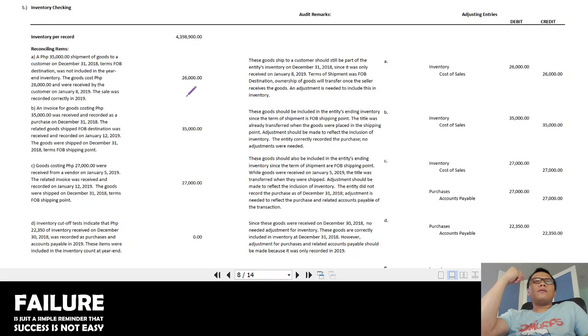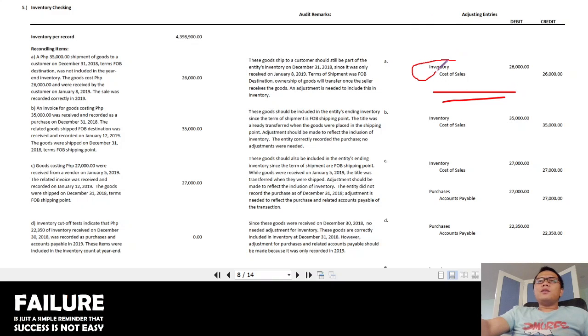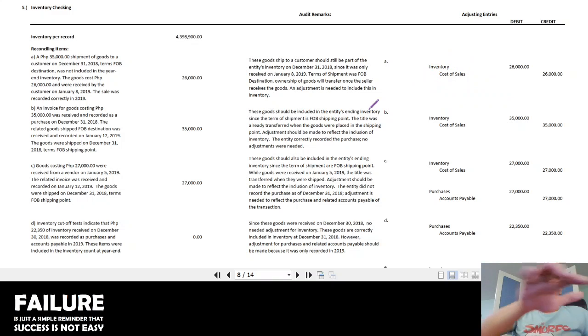Ang mali is that hindi siya nasali sa inventory natin where in fact dapat kasali kasi yun nga tayo pa rin ang may-ari nito because the title should have passed only on January 8, 2019. Diba? Adjusting entry. Recognize the inventory. Credit the cost of sales. Okay? Credit the cost of sales. So yun nga, tanggalin natin yung cost of sales kasi hindi pa nga siya naibenta. January 8, 2019 pa. Diba? January 8, 2019 pa.